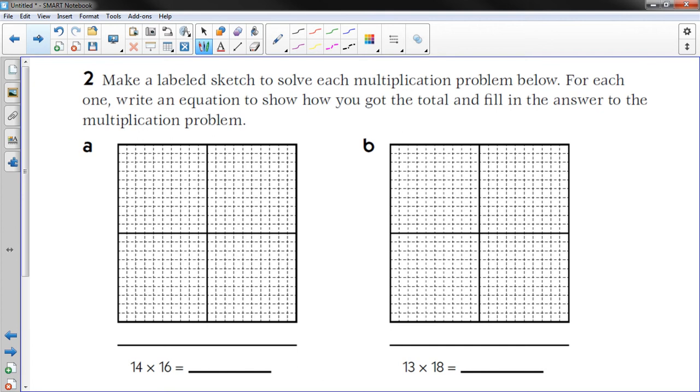So down below I have 14. I'm going to put a line here that represents 10, and the 4 of the 14 would be 4 dashes or 4 dots. So 10 and 4, really that's 14. And then the 16, that'd be a rod or a stick that represents 10. And then the 6 of the 16 would be 6 of these.